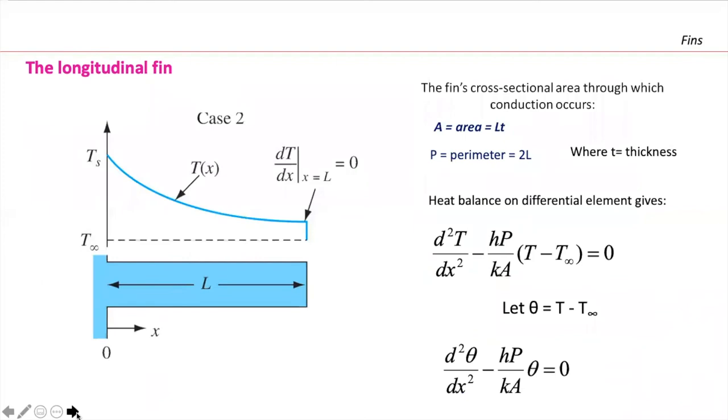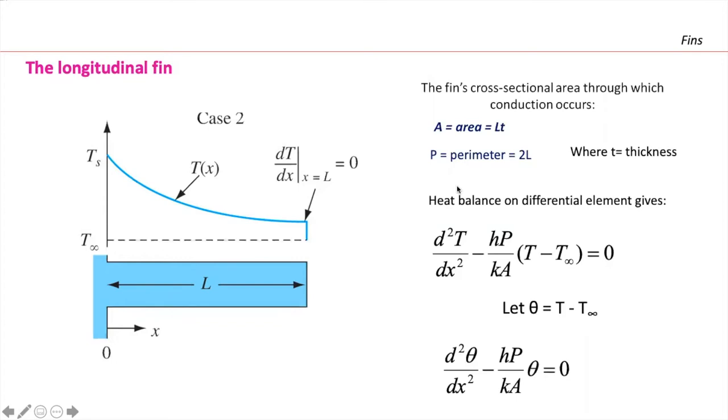So let's look at the formulations to evaluate a longitudinal fin. In this case, as we have been working in this course, we need to focus on the geometry first, right? So the fin's cross-sectional area where conduction occurs is L times T, the length times the thickness, where T is the thickness, here I mark it. And the perimeter is 2L.